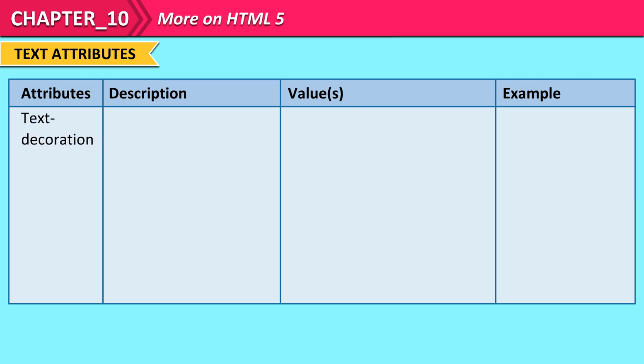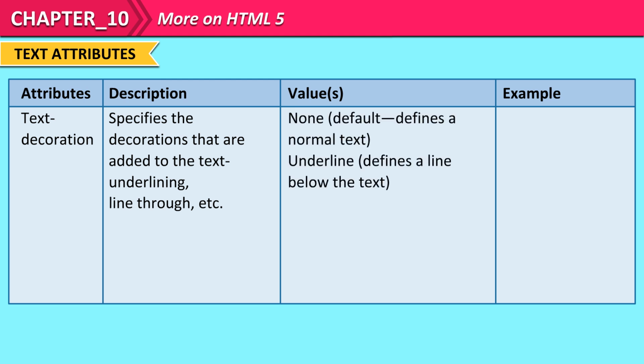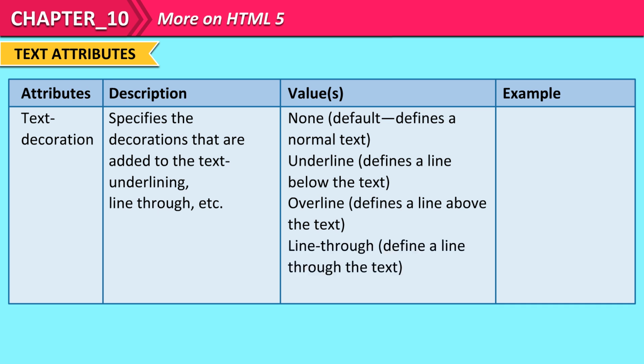Text decoration specifies the decorations that are added to the text, underlining, line through, etc. None, default, defines a normal text. Underline defines a line below the text. Overline defines a line above the text. Line through defines a line through the text. Text decoration, overline. Text decoration, underline.